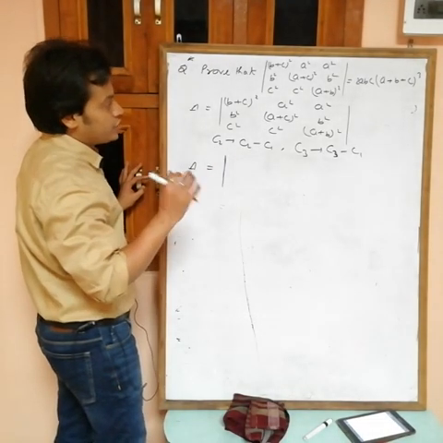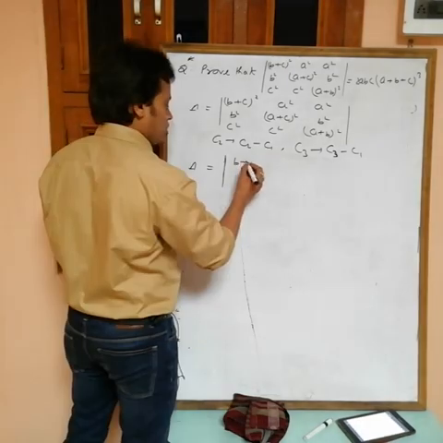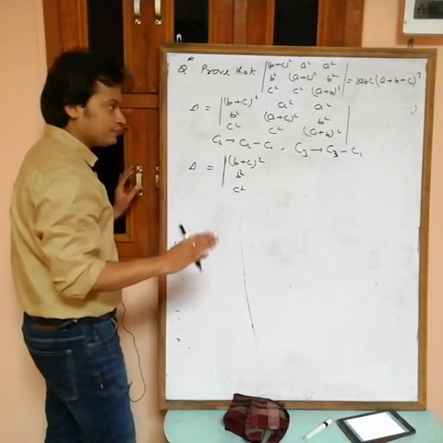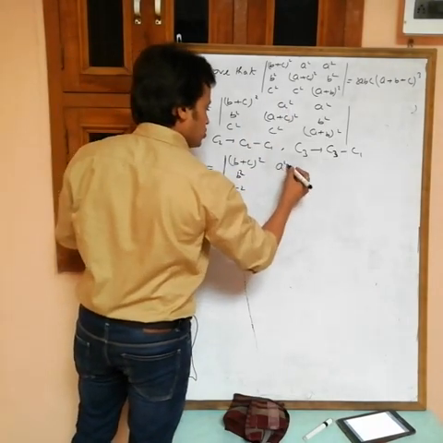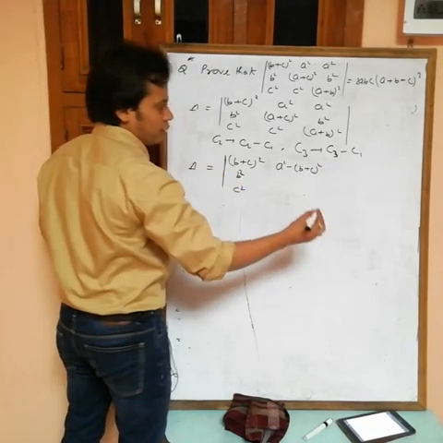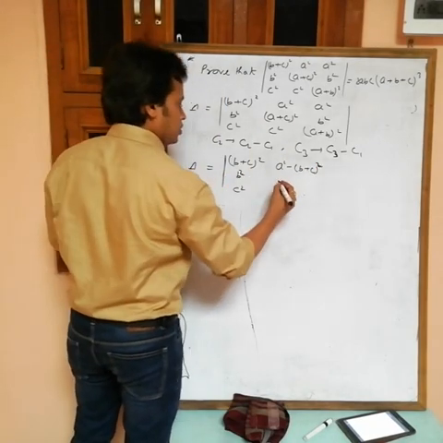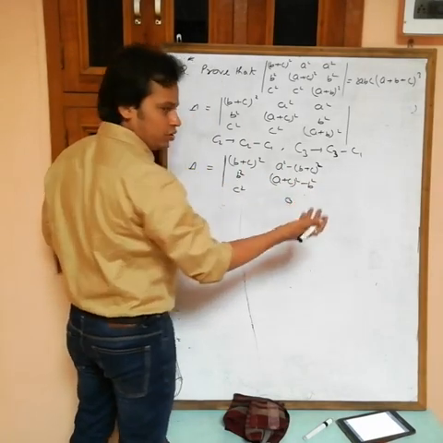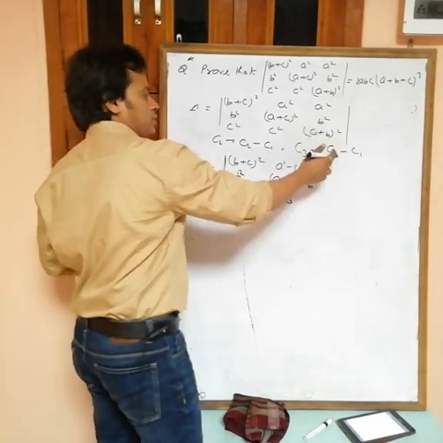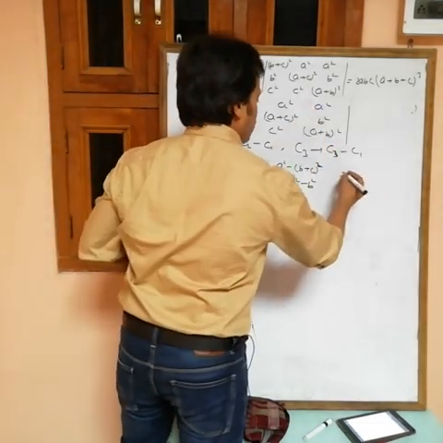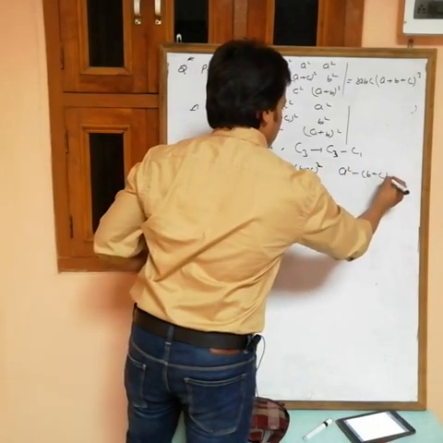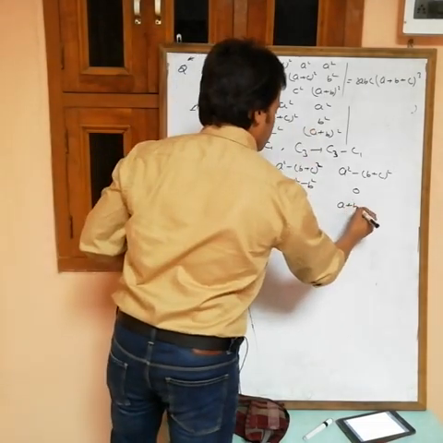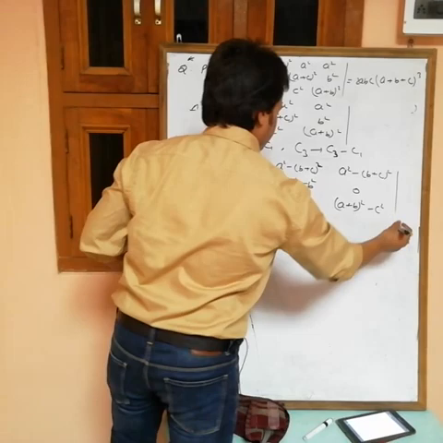Now what is the change in C1? C1 remains the same: b plus c square, b square, c square. Okay, a square minus this one, a square minus (b plus c) square. Okay, this one minus this one, (a plus c) square minus b square. This one minus this one, 0. Very good. Then C3 goes to C3 minus C1: a square minus (b plus c) whole square, 0, (a plus b) square minus c square.